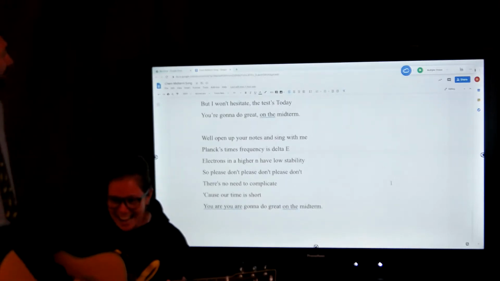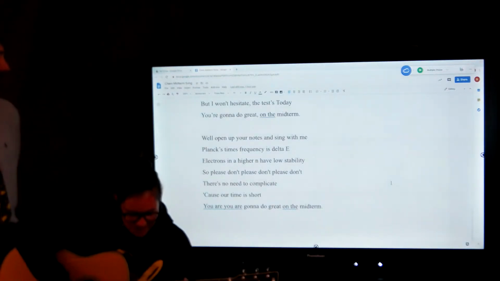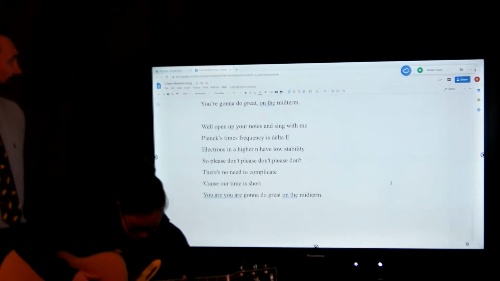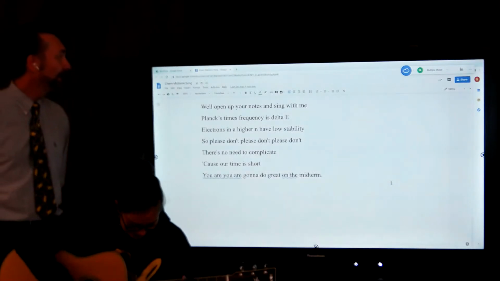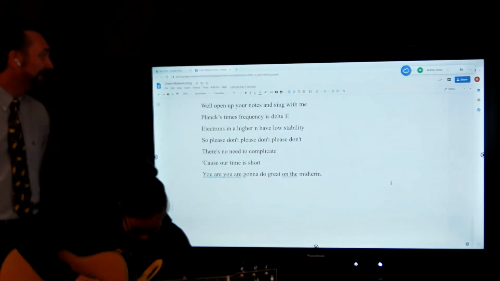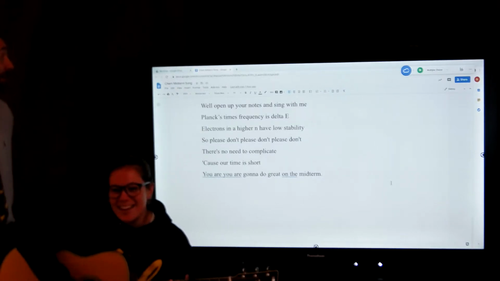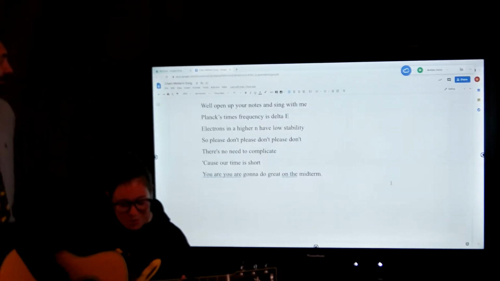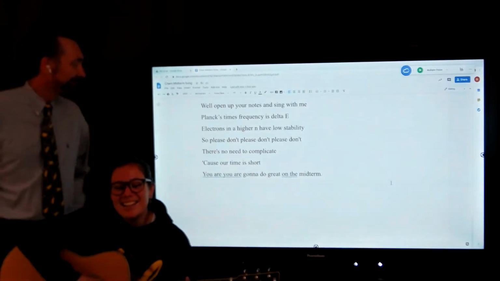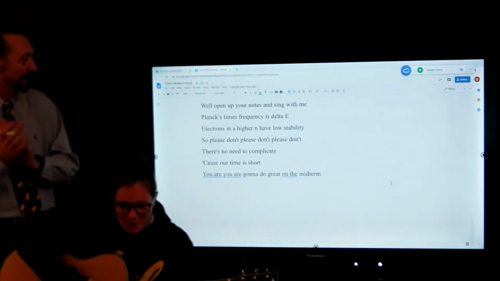So the test today. Today. You're gonna do open up your notes and sing with me. My test you can see is delta E. Electrons in a higher N have low stability. Please don't, please don't, please don't. There's no need to complicate. Time is short. You are gonna do great on midterm. Woohoo!